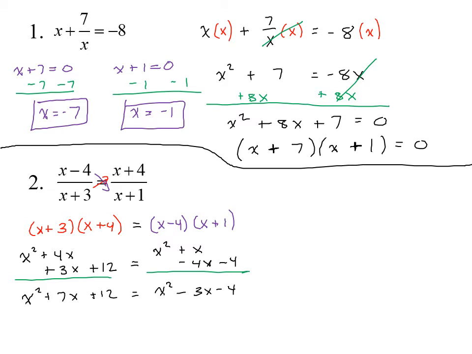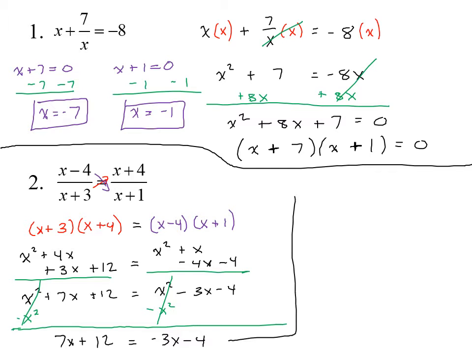Now, here again, I have x squareds in the problem. So my goal would be to get all of the stuff to one side and set it equal to 0. If I attempt to do that, if I subtract x squared from one side to get it to the other, what happens though is that the x squareds actually cancel from both sides. And I'm left with just 7x plus 12 equals negative 3x minus 4.